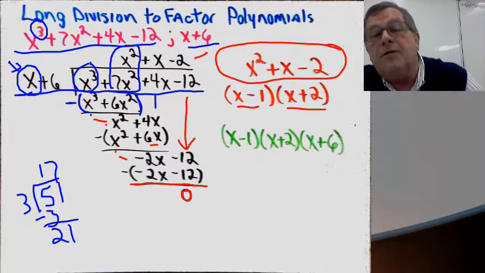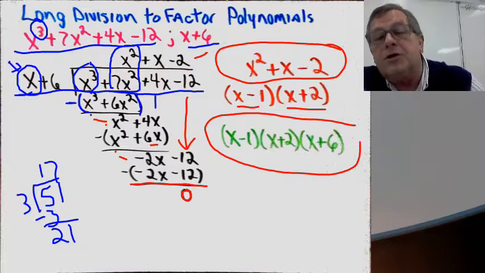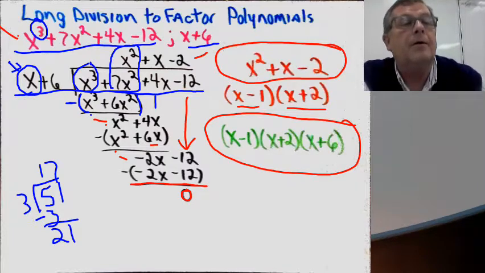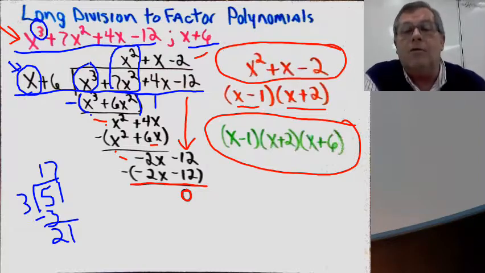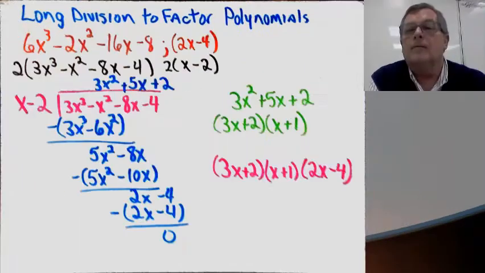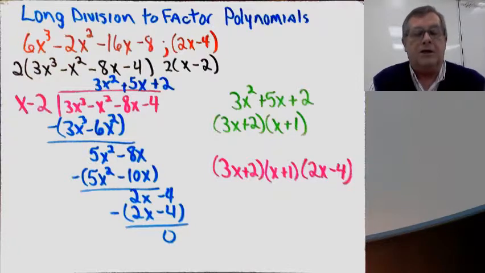And my total three factors of this original polynomial right here, x cubed plus 7x squared plus 4x minus 12, those three factors are x minus 1, x plus 2, and x plus 6. Factoring using long division.